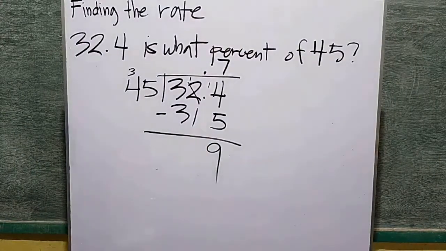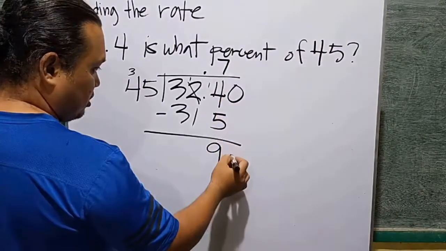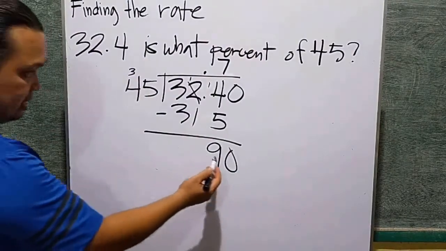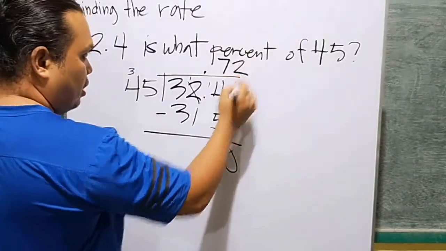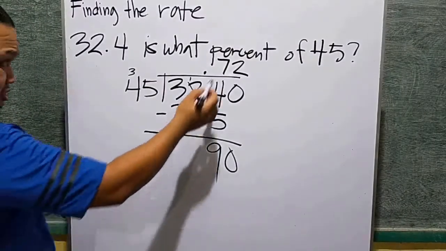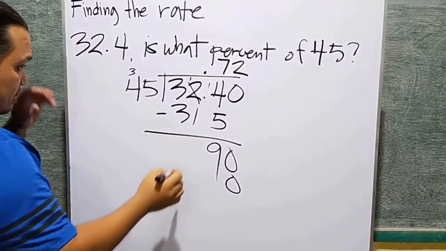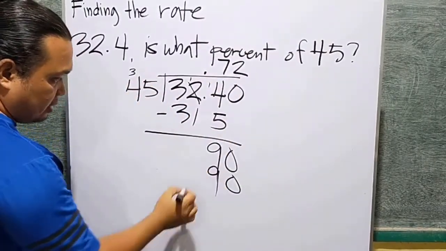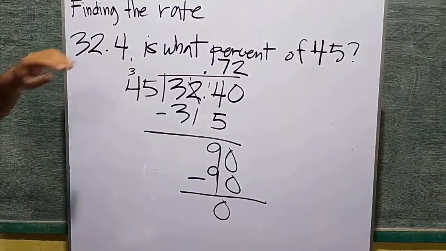Now 9 minus 45 cannot be. So we have to add 0 here and bring down 0 here. So we have 90. Now 90 divided by 45 is 2. 2 times 5 is 0, carry 1. 2 times 4 is 8 plus 1 is 9. So we have 90. So 90 minus 90 is 0.